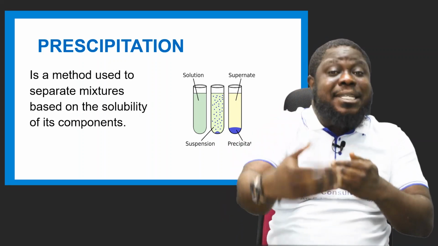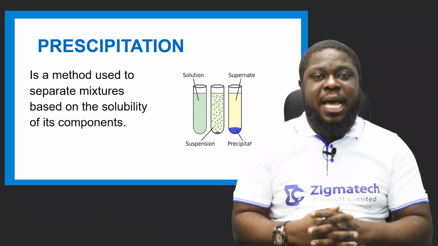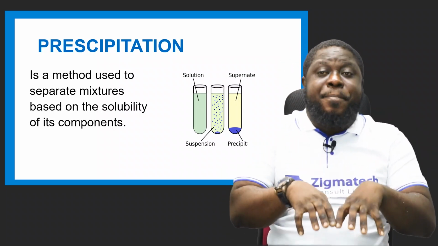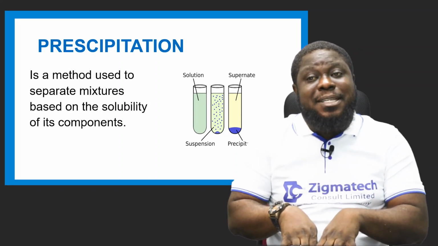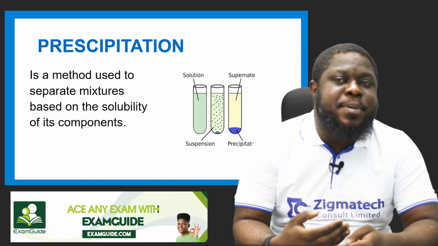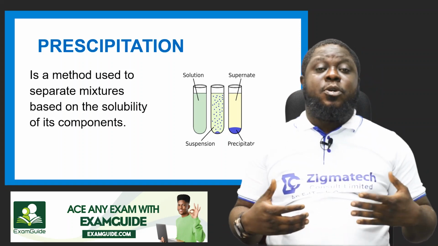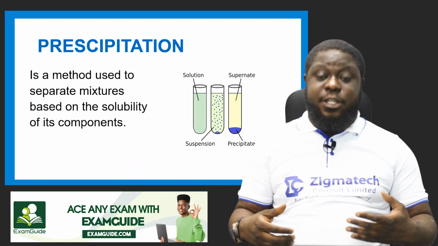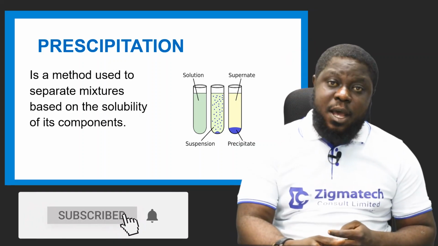That means they have more mass than the solvent. They are heavier than the solvent, so they are going to go down. So basically, how you can separate dissolved substances is by precipitation, based on their solubilities. Now, salt is more soluble than sugar.